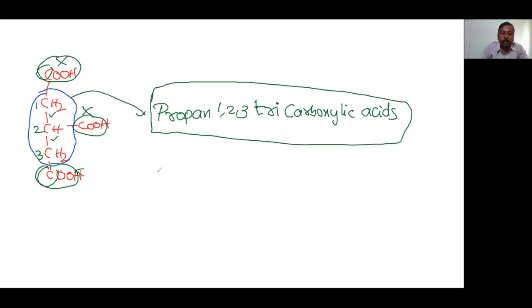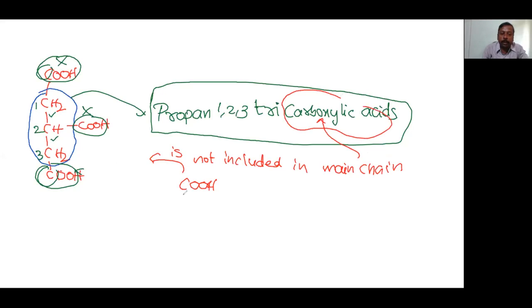Okay, here people will get a doubt, and it is very nice to see this type of doubt. See, here if the COOH carbon is not included in the main chain, because we are writing prop, that means that carbon is not counted. That time we will write carboxylic. Understood? If COOH is included in the main chain, that is different.